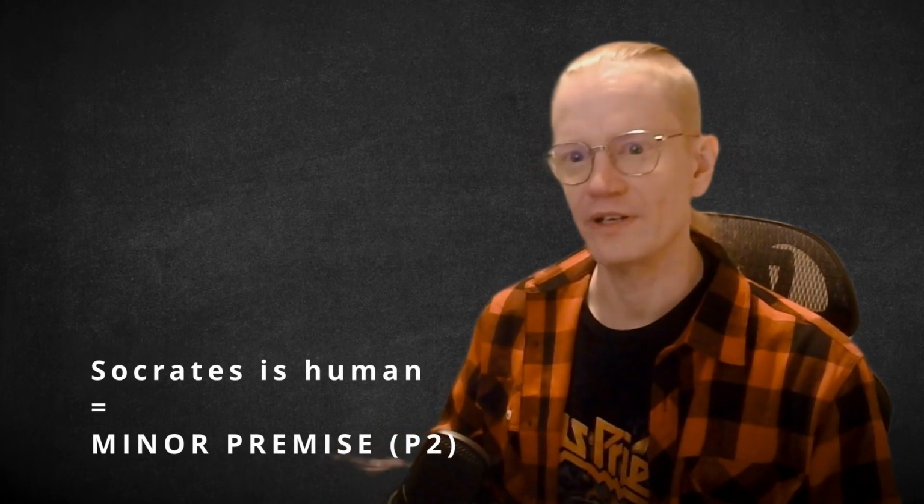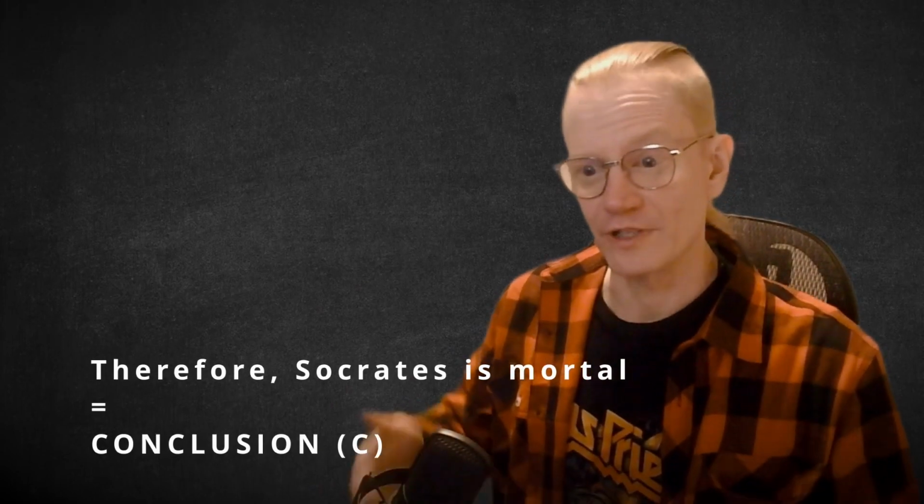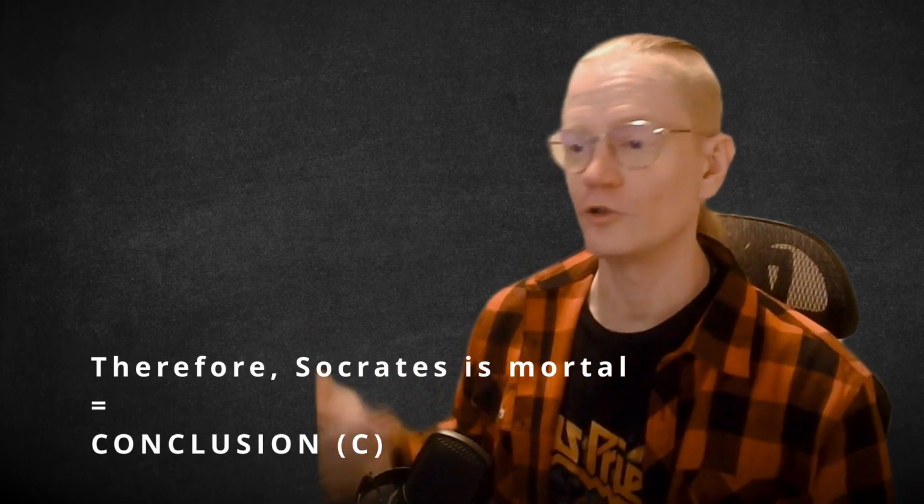It states a general principle that applies to all humans. Socrates is human is the minor premise. It states a specific fact about a single individual. Therefore, Socrates is mortal then represents the conclusion that necessarily follows from these premises.